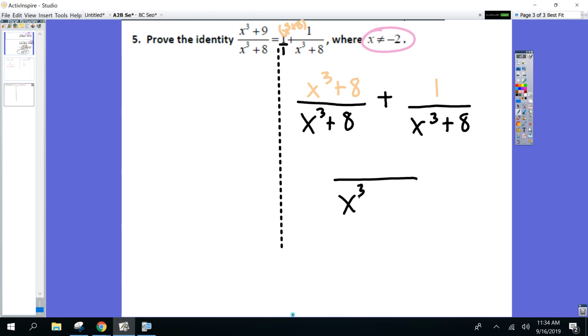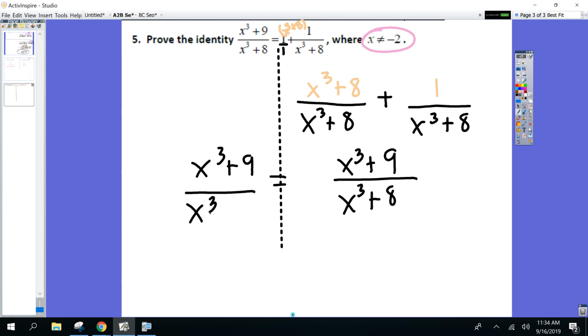I got x cubed plus 8. Knew that. What do I get when I combine my numerators? x cubed plus 9. And look at the magic. What do you see on the left side? We're done. I know you guys think this should be a lot longer, but I just wanted you to add 2 fractions again on the right. And we get the left. There we go.